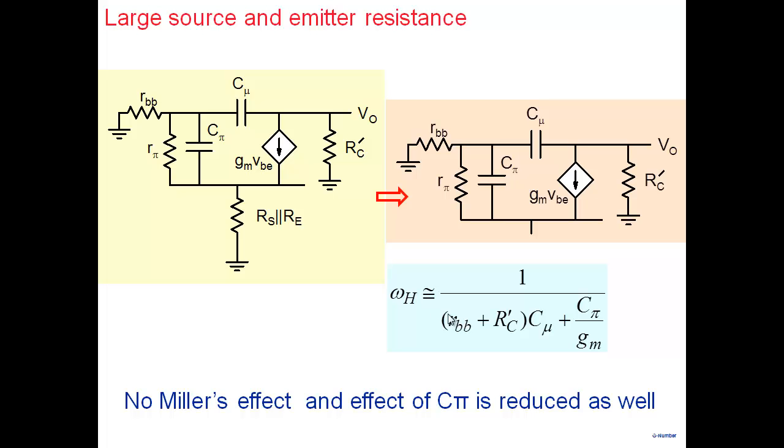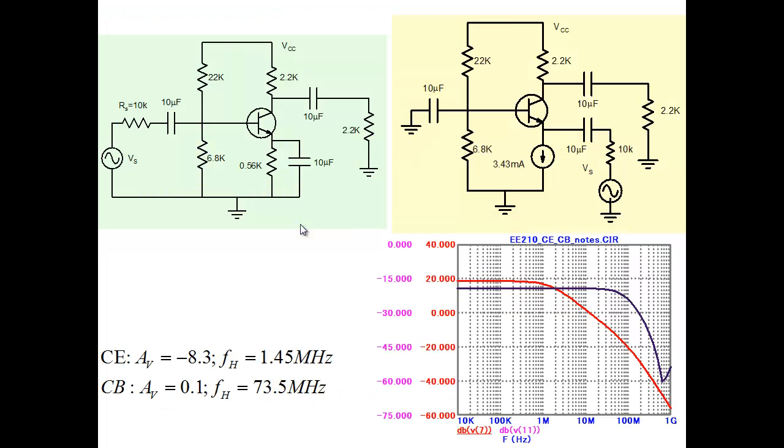So a common base amplifier can provide you with very high cutoff frequency under a very specific situation. And what is the situation? The net resistance between the emitter and the ground has to be very high, which will require a large RS and a large RE. All right. So this is what is shown over here.